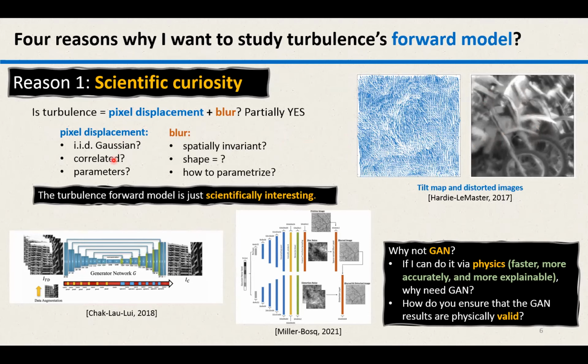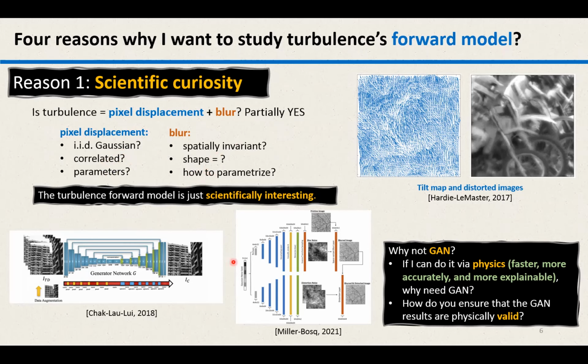The scientific question behind here would be, what is the pixel displacement? Yes, you say it is a pixel displacement. There is some randomness. What is the underlying power spectral density? Is it Gaussian? Is it IID? Is it correlated? Correlated in what way? What are the parameters? When you say blur, is it spatially invariant? Is it spatially varying? What is the shape? How do you parameterize it? So there are many, many deep questions.